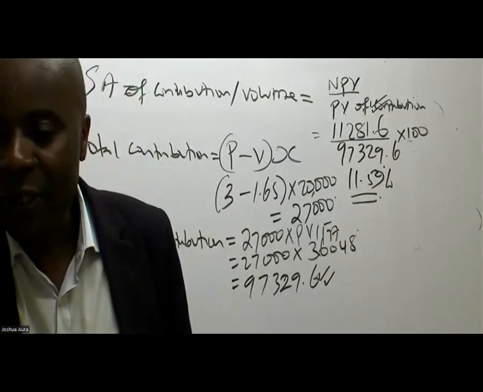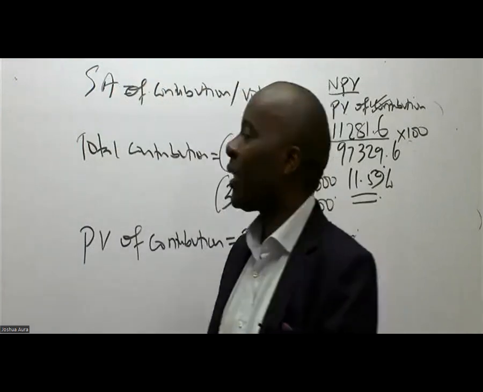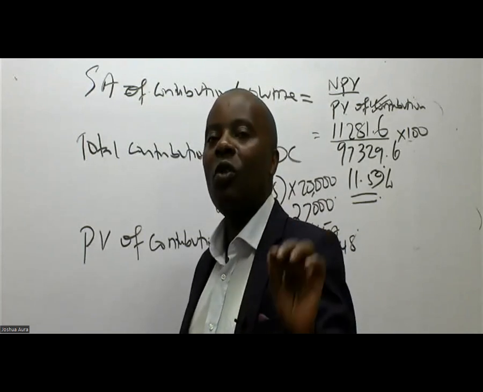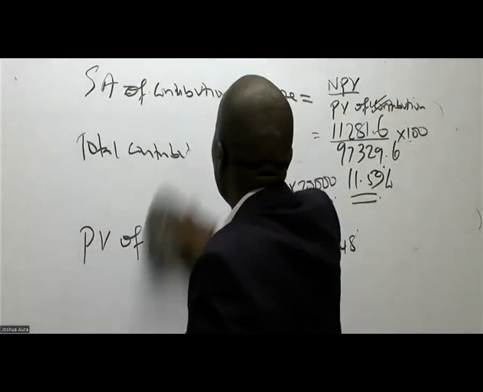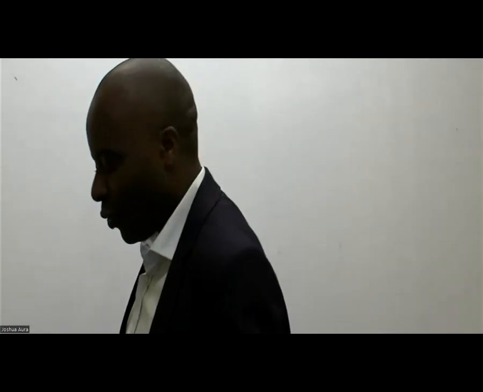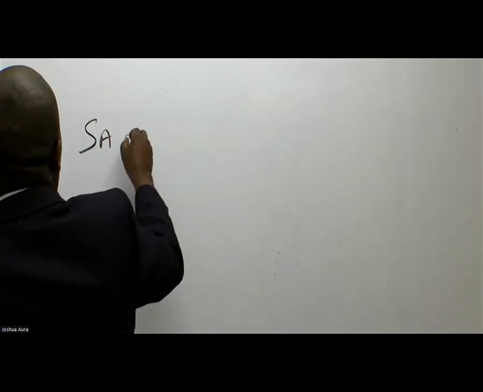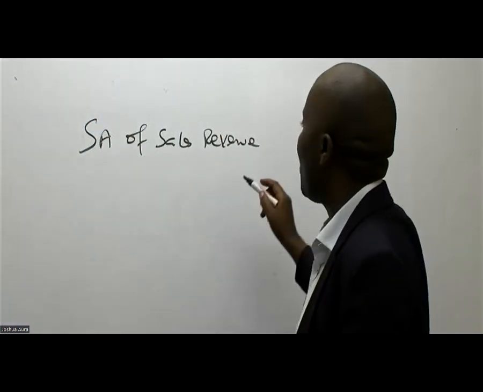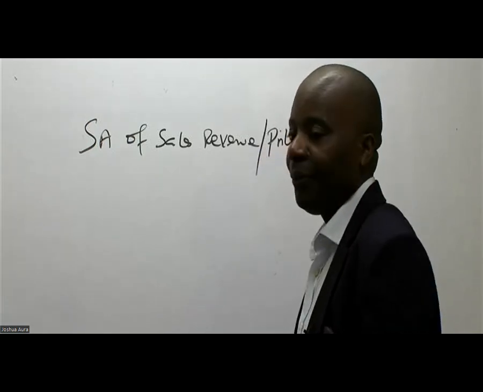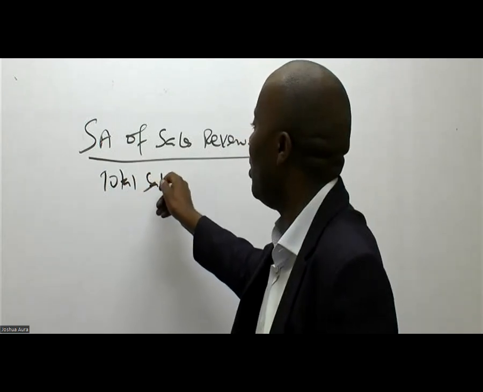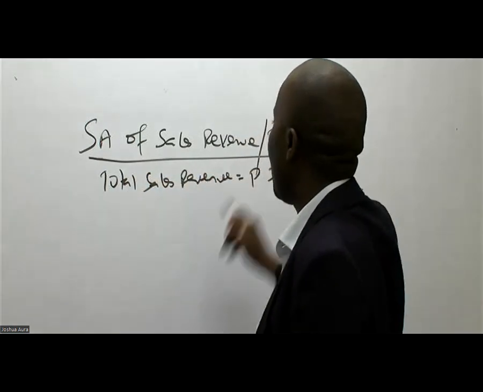So these students have known that there is no way in advanced financial management you can ever get a sensitivity analysis of just the price of one item. It has to be sensitivity analysis of sales revenue. So this must be sensitivity analysis of sales revenue. Sensitivity analysis of sales revenue is the same as sensitivity analysis of selling price. So the first thing I'll have to do is calculate the total sales revenue, which is price times number of units.